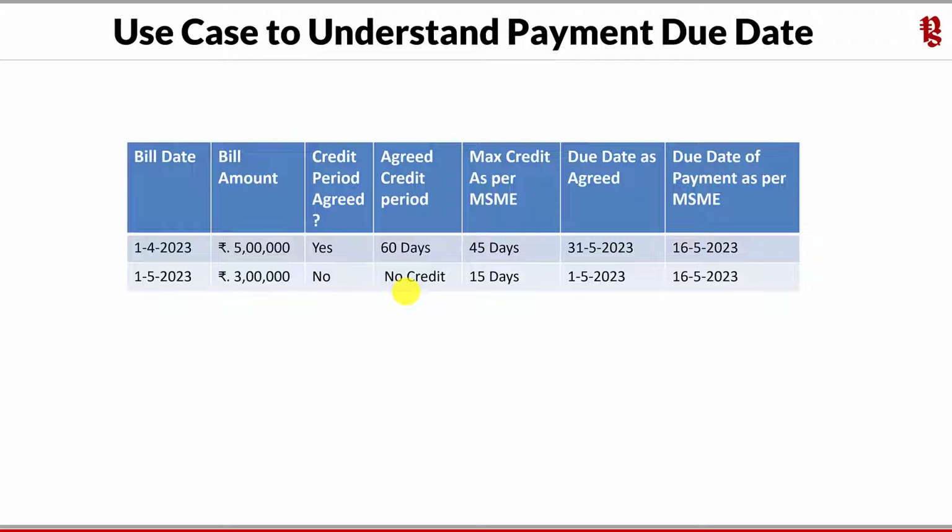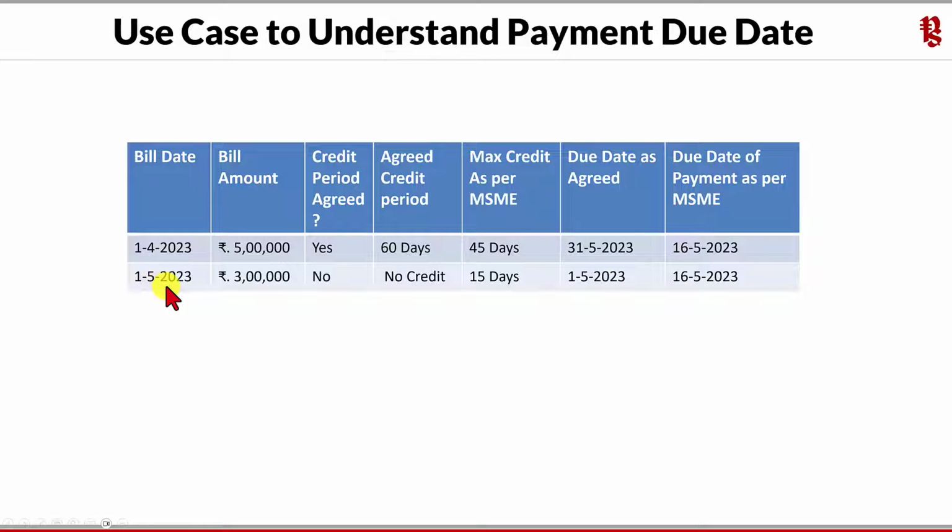In this table, I have taken two examples, one with an agreed credit period and one without any agreement. So the first one, the bill is on 1st of April, the bill amount is 5 lakh. The credit period agreed, yes, both parties have agreed credit days of 60 days, but the maximum credit period as per MSME is 45 days. So the due date as per the agreed credit period falls on 31st of May, whereas the due date as per MSME, the bill amount has to be cleared on or before 16th of May. In case there is a delay, then there are consequences.